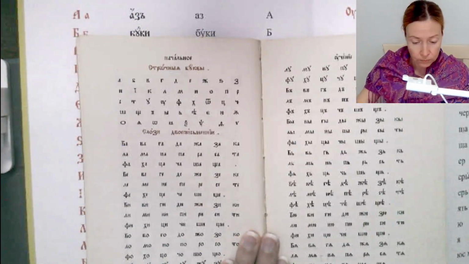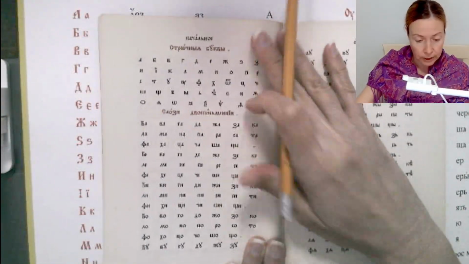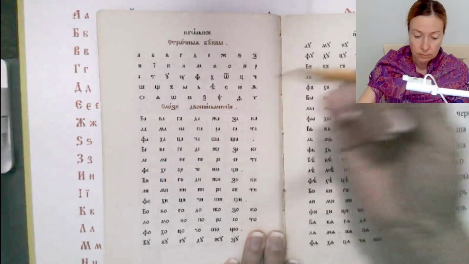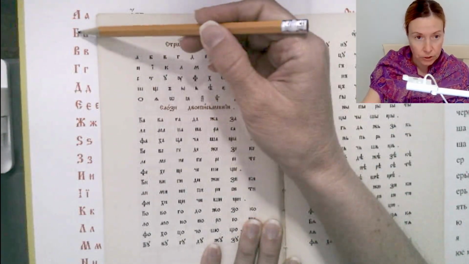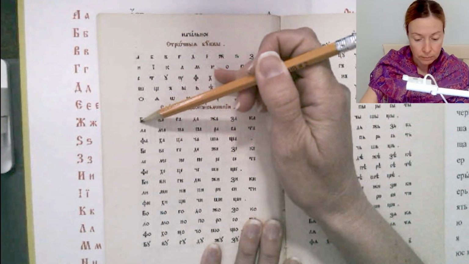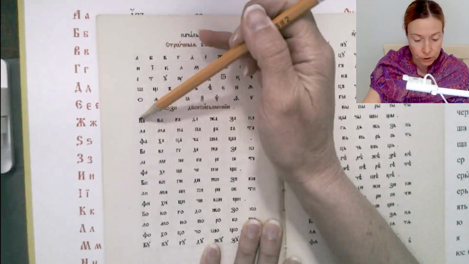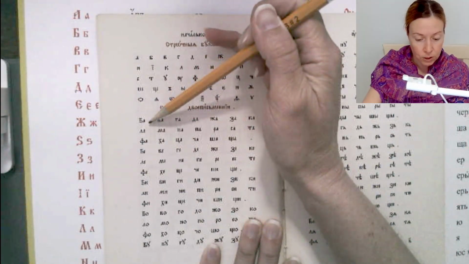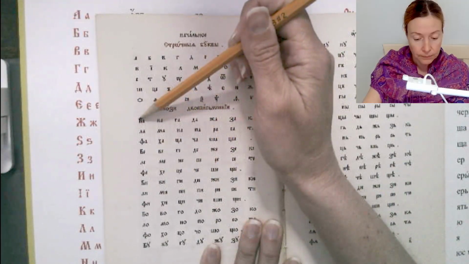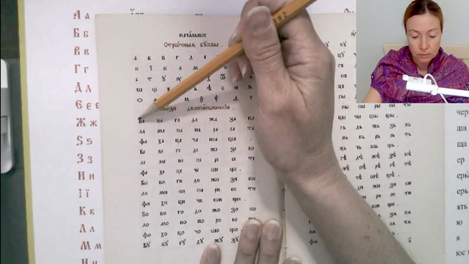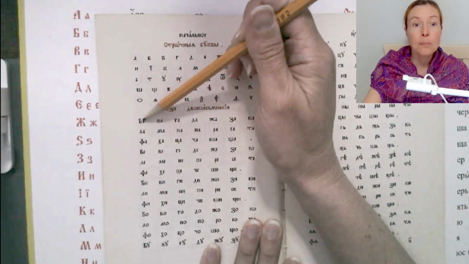And let's go with those 3 letters. We can already make a few syllables. For example, B, which is this one, and A, which is az. So this is Buki, and then you see az. Buki and az will be B and A. What does it give us? Ba.